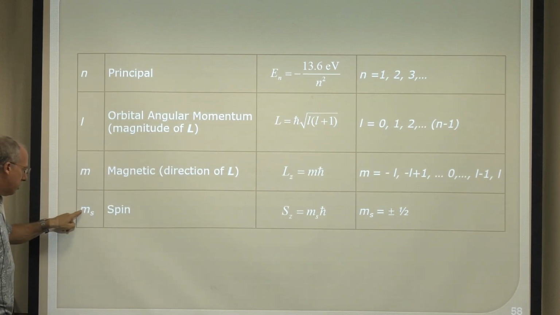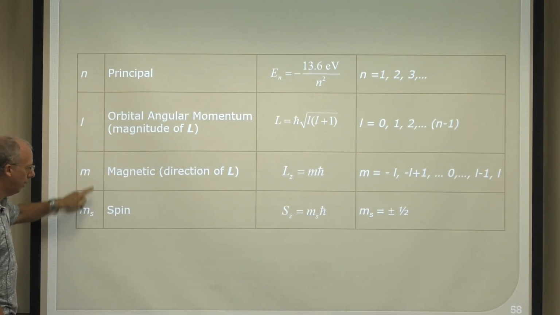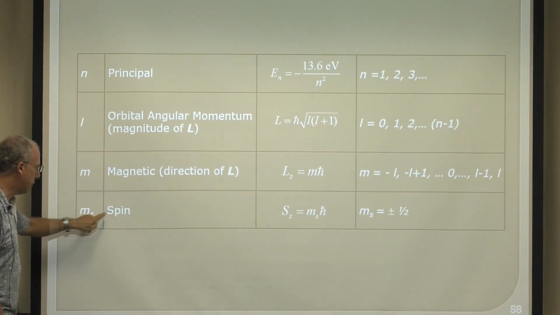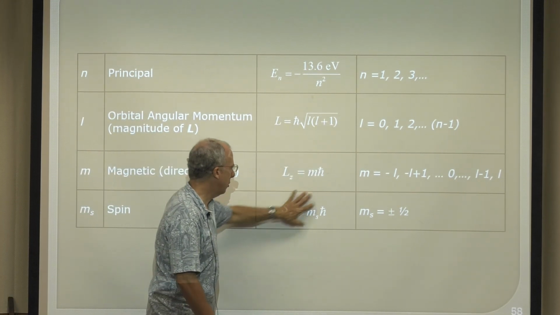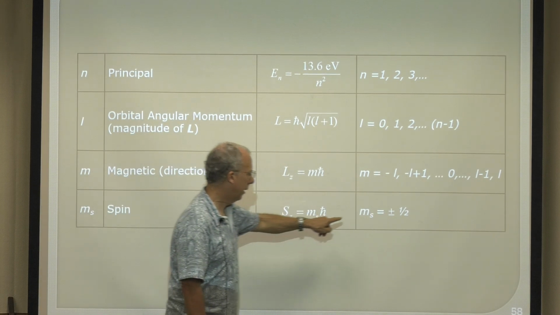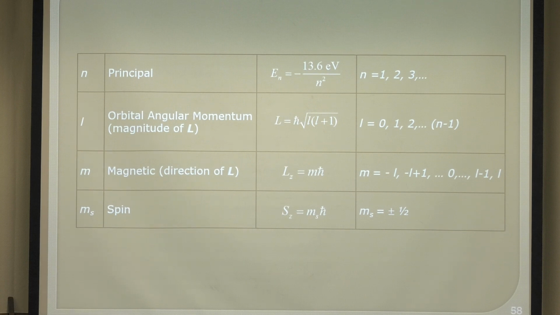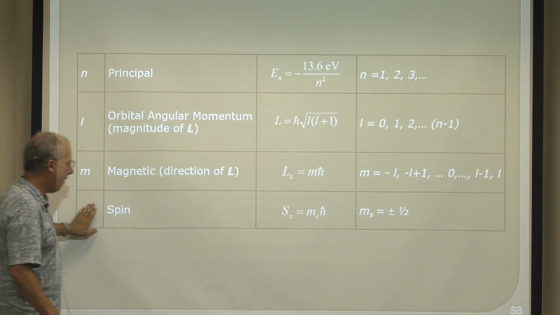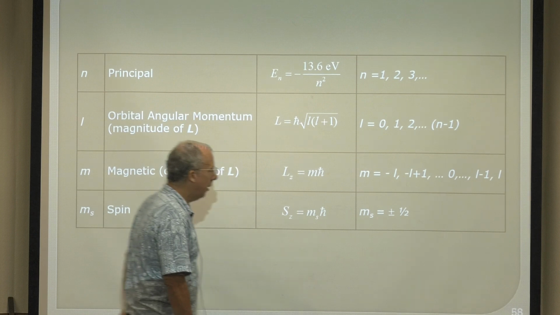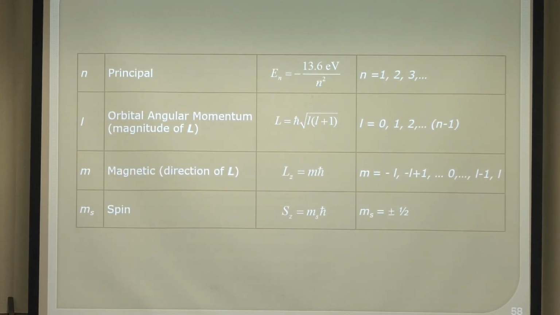So again, this is m sub s. I always taught you put m sub l here, but Randy Knight doesn't do that. So ms is spin, and see how they just use the same equation, right? So s sub z equals ms h bar, but there's only 2 values, plus or minus half, up or down. So what does it mean? The fact that there's 2 values of ms means that the number of possible quantum states that an electron can have just doubled, right? Just doubled.